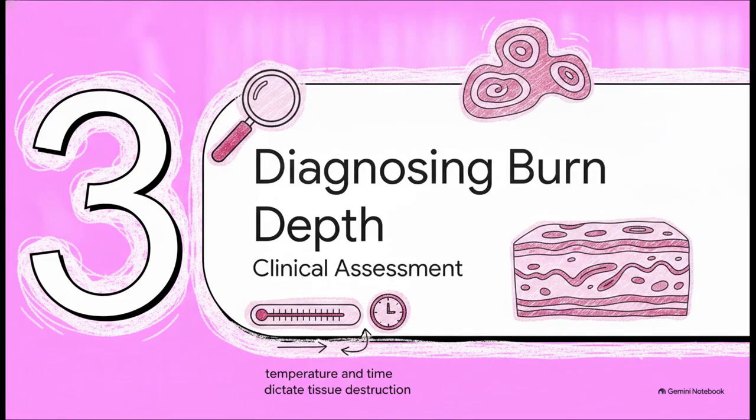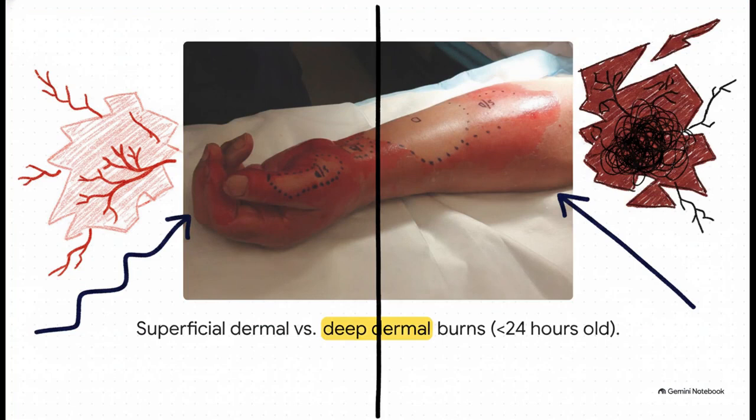All right, moving into part 3, diagnosing burn depth. So we're shifting gears from measuring the area of the burn to the actual clinical detective work of figuring out its depth. Because temperature and contact time dictate the level of tissue destruction, we have to look really closely at the wound's physical characteristics. Just notice the striking visual demarcation here between a superficial dermal burn and a much deeper wound right next to it.